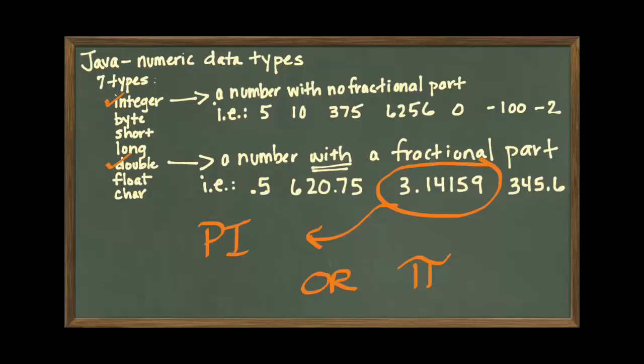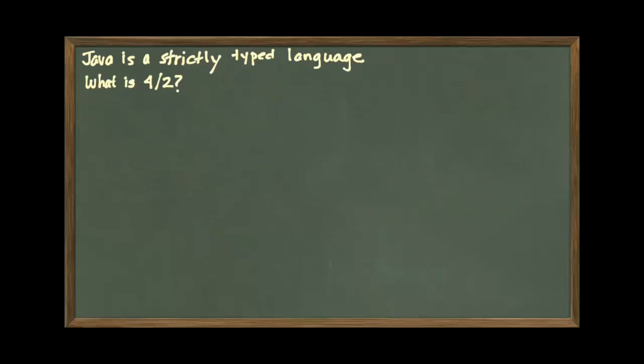All right, let's take a look at the next section here. So what if I ask you the question, what is 4 divided by 2? And I'd like you to put your Java hats on. So 2 integers, 4 divided by 2. If you said the answer was 2, you're absolutely correct. Good job.